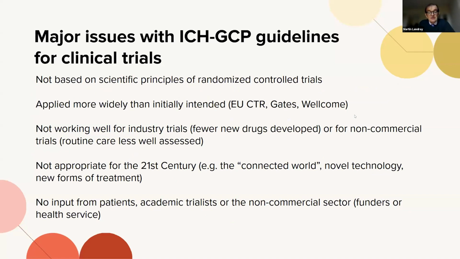So a bunch of issues and concerns have been raised over a number of years and are indeed recognised by ICH itself, and hence the latest revisions. First of all, the guidance is more about what to do and write down rather than what the principles are. And it's been applied much more widely than initially intended, including to clinical trials that have nothing to do with the regulatory submission. And indeed, wrongly, it's been applied to research studies that have nothing to do with clinical trials.